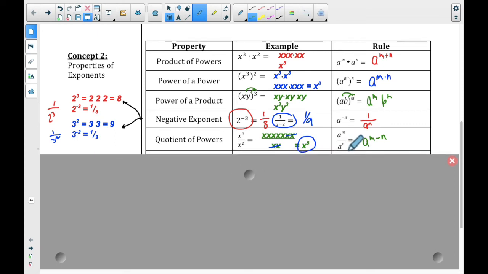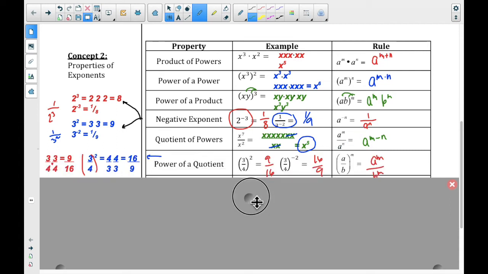Quotient of powers, you always subtract. Yes, it's 7 minus 2 is 5, but we have to think about where those x's are going. So that's why I wanted to show you that. But that is how you do it. You just subtract those two numbers.